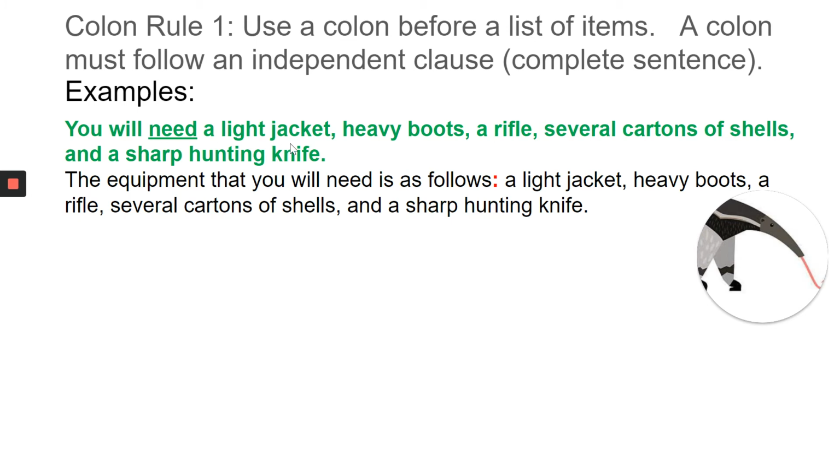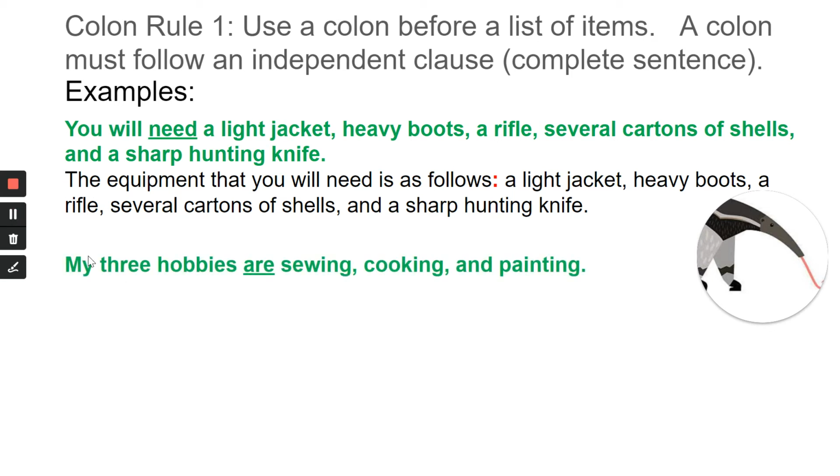So this is how you would format this with a colon. The equipment that you will need is as follows: you would have your complete sentence and then a colon and then your list of things. So this is using commas, this is using a colon. List of items using commas.